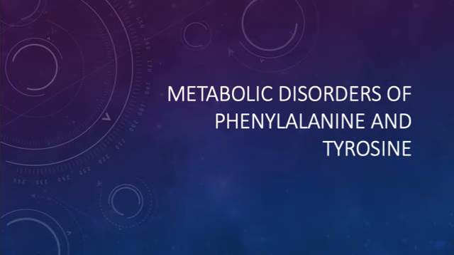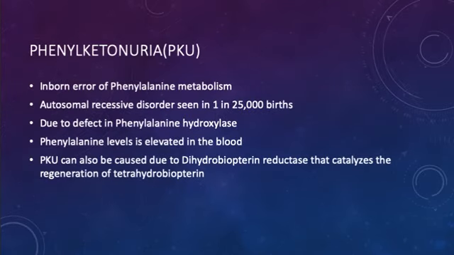So when we talk about the metabolic disorders, it is nothing but inborn errors of metabolism. So the first one is phenylketonuria. It is an inborn error of phenylalanine metabolism. It is an autosomal recessive disorder seen 1 in 25,000 births due to defect in phenylalanine hydroxylase enzyme. There is elevated levels of phenylalanine in the blood.